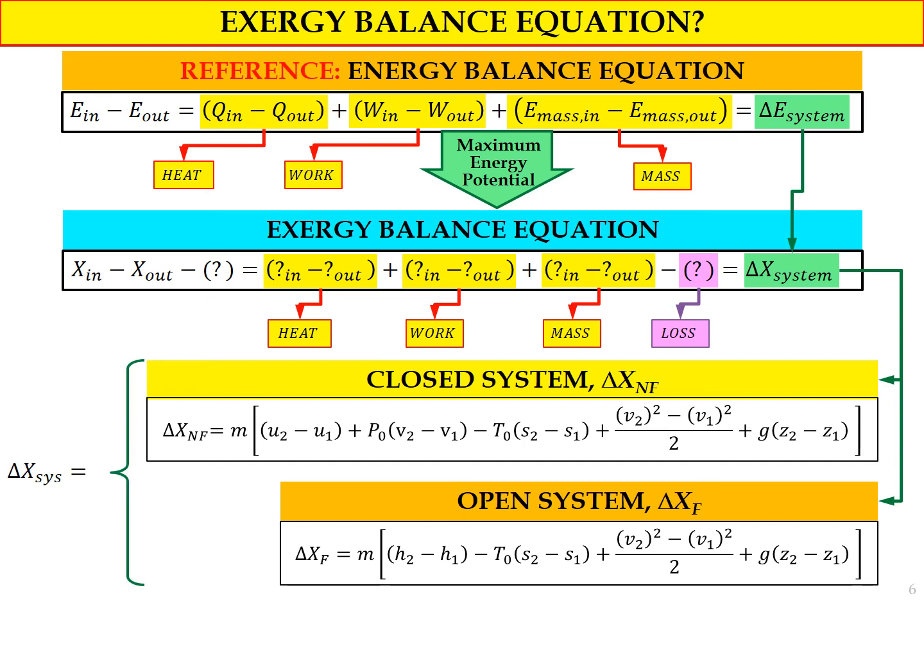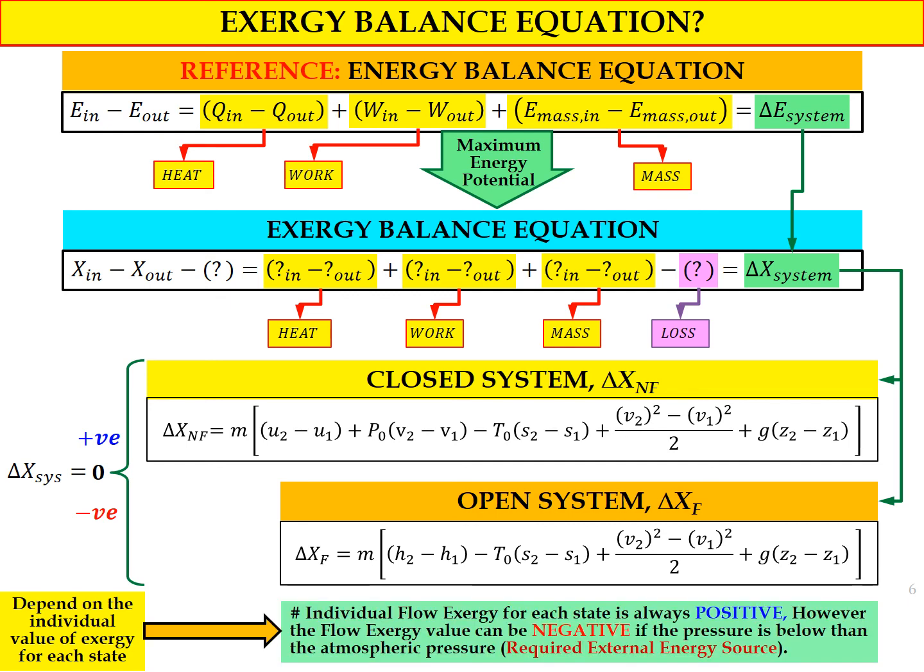So in terms of value, delta X system can be 0, can be positive, and also can be negative. This depends on the individual value of exergy for each state. For example, for the open system, the individual flow exergy for each state is always positive. However, the flow exergy value can be negative if the pressure is below the atmospheric pressure, which requires an external energy source. Okay, this is the summary of what we have already obtained for exergy change in terms of equations.